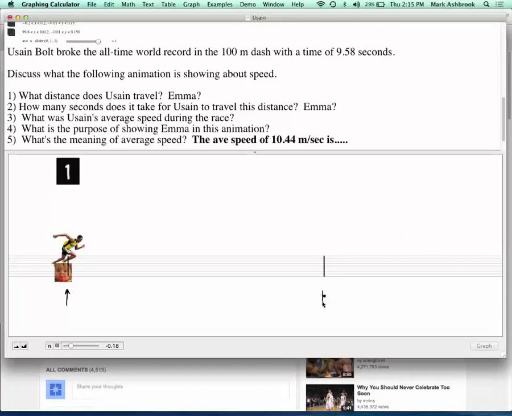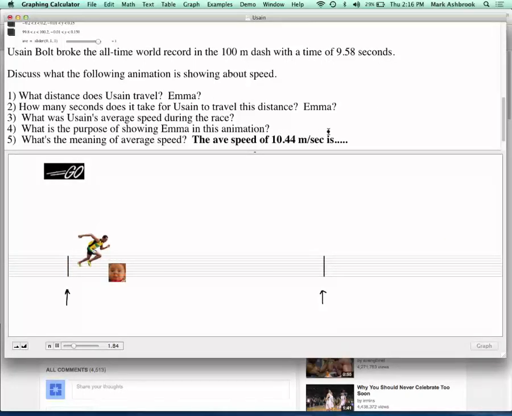We're focusing on this right here. What distance does Usain travel? 100. What distance does Emma travel? 100. Okay, so they both travel 100 meters, right? How many seconds does it take for Usain to travel this distance? And what was Usain's average speed during the race? 10.44 meters per second, okay.